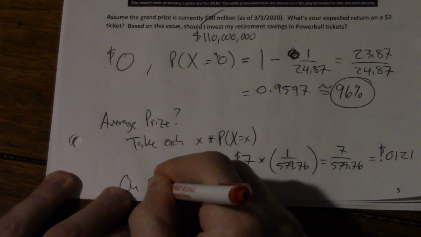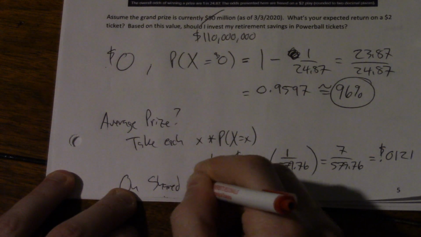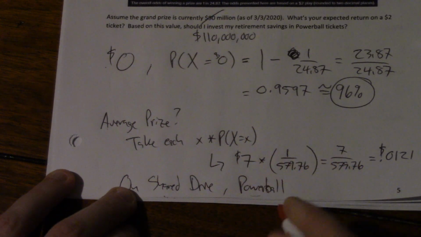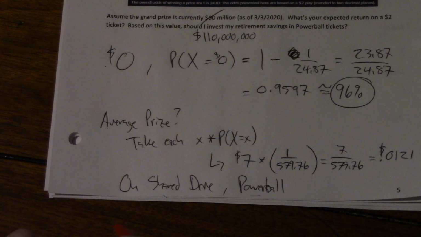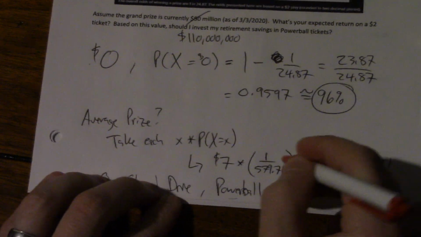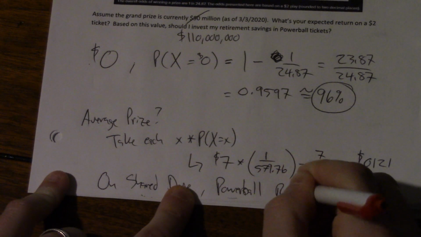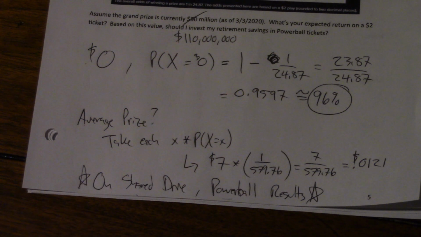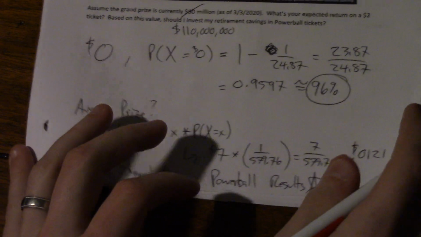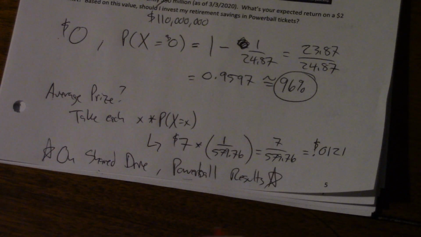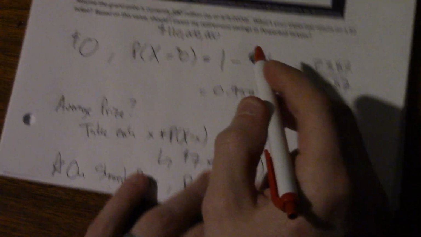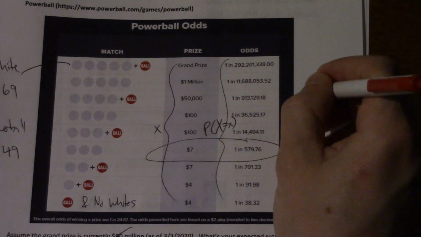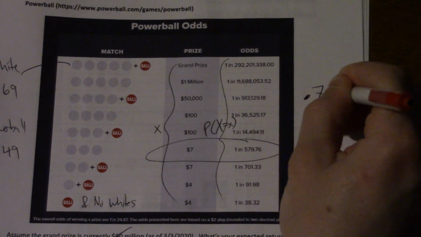On the shared drive, there is a spreadsheet. I don't remember the exact name. It's called something like Chapter 6 Powerball Probability Distribution. So you can see that there. I don't remember the exact value, but when you multiply all the x's and the probabilities and add them all up, I think you get something like 70 cents.